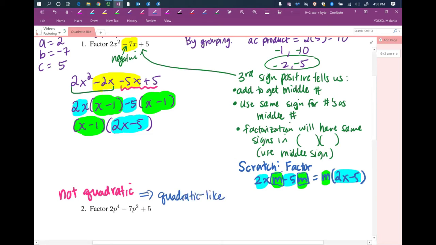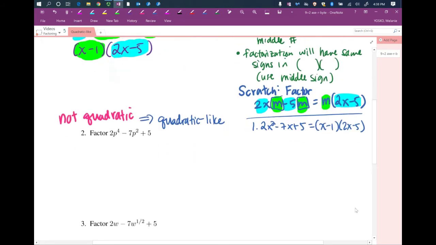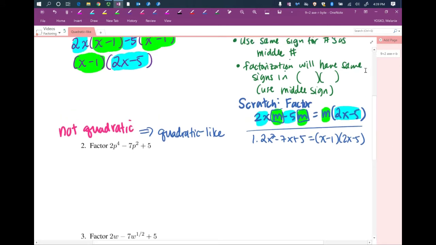Okay, so I'm just going to remind you what we did in number 1. So in number 1, we said 2x squared minus 7x plus 5 factored as x minus 1 times 2x minus 5. I'm going to do that just so I can scroll down. Okay, so if we're going to factor 2p to the 4th minus 7p squared plus 5, I want you to notice a few things. First off, notice that the powers of p are in descending order, right? Just like the powers of x, 2, 1, 0. Well, here it's 4, 2, and 0.